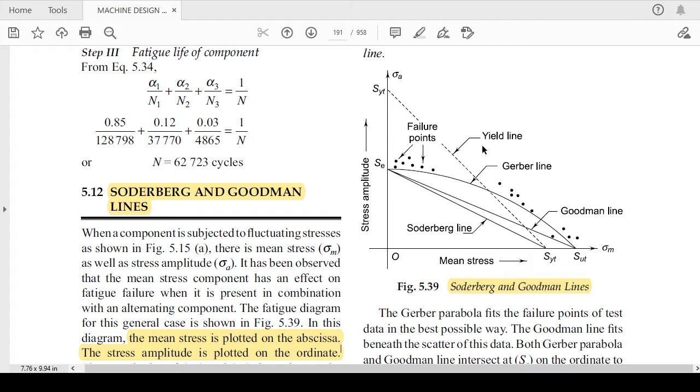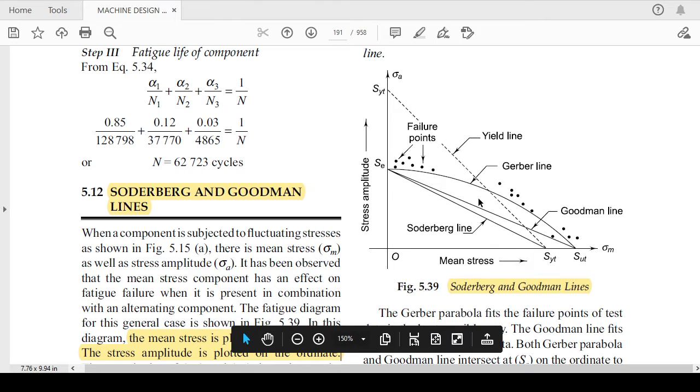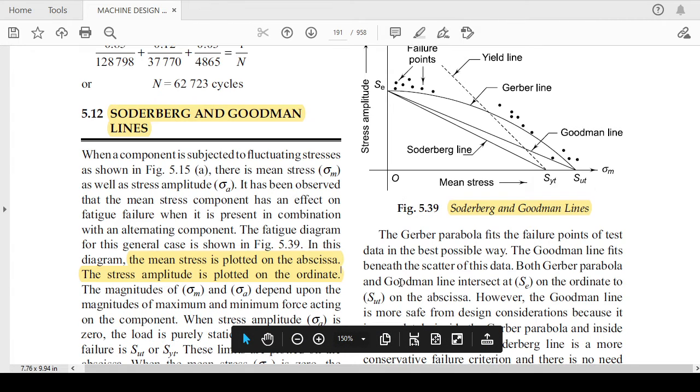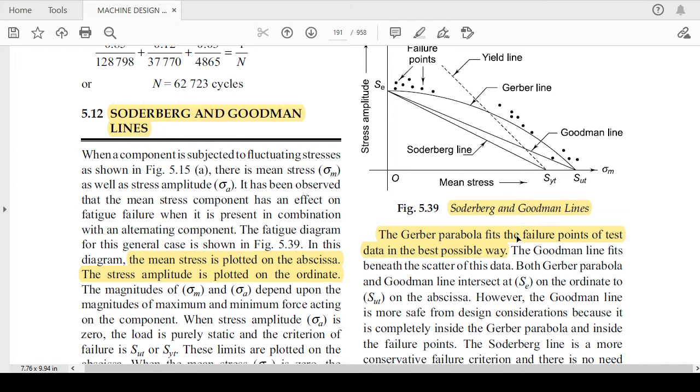These are the three lines which are deciding factors for any kind of material under fluctuating stresses. These are the failure points. If you connect SYT with SYT, this is called the yield line. On the basis of these principles and equations, you can say whether a material subjected to fluctuating stresses will sustain or not. The Gerber parabola fits the failure point test data in the best possible way.